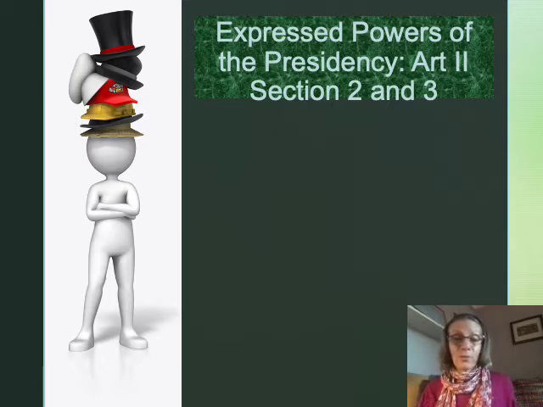And so, read that because it's going to at least show you where it is in the Constitution and all the different powers that we're going to be talking about.